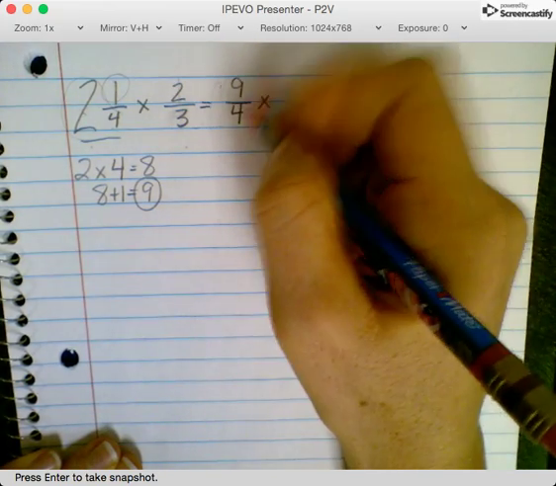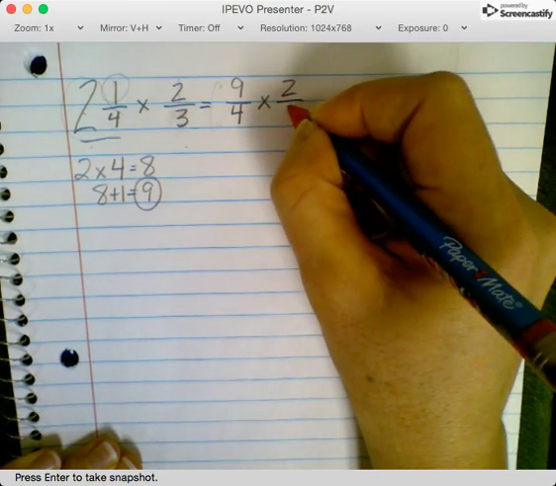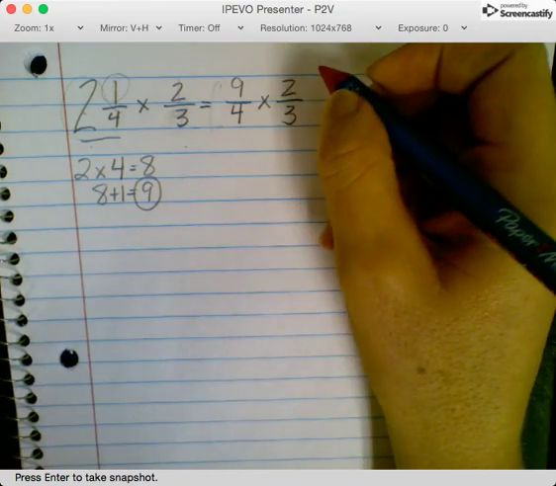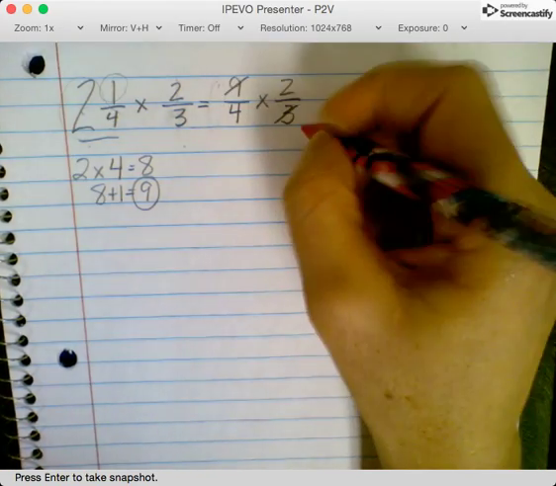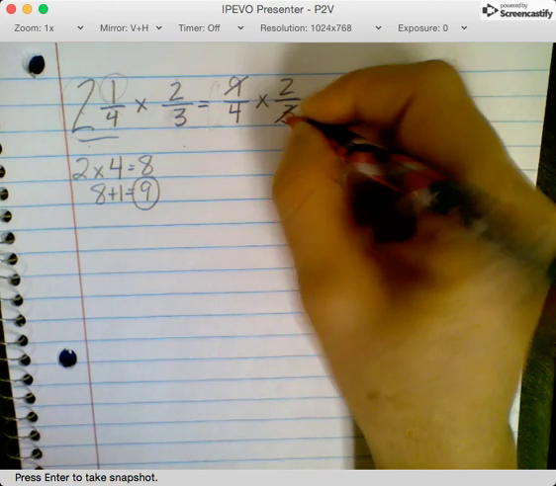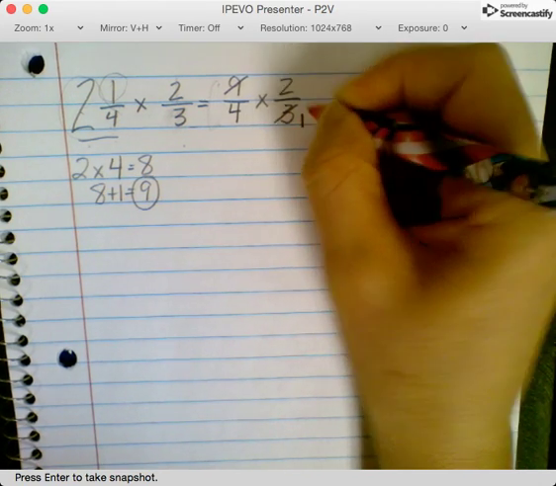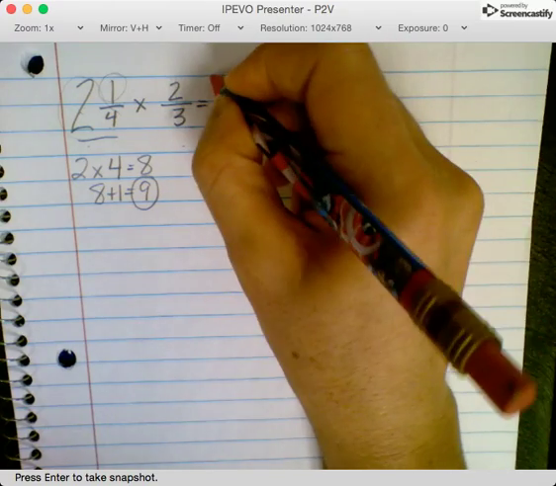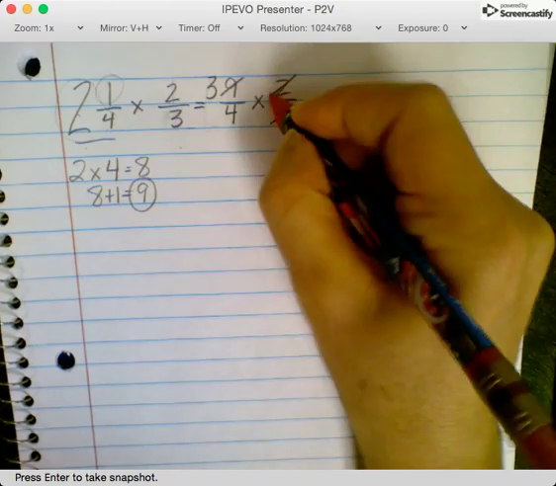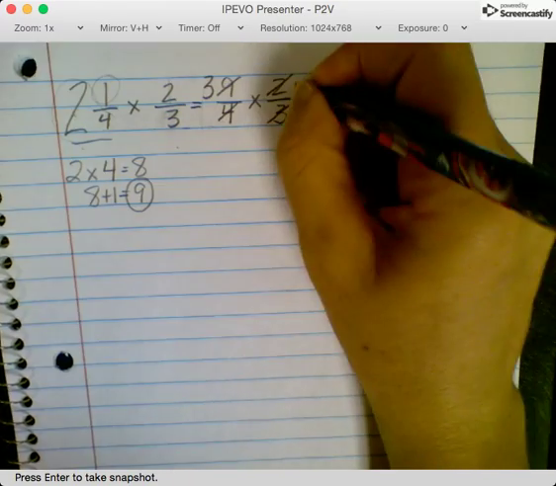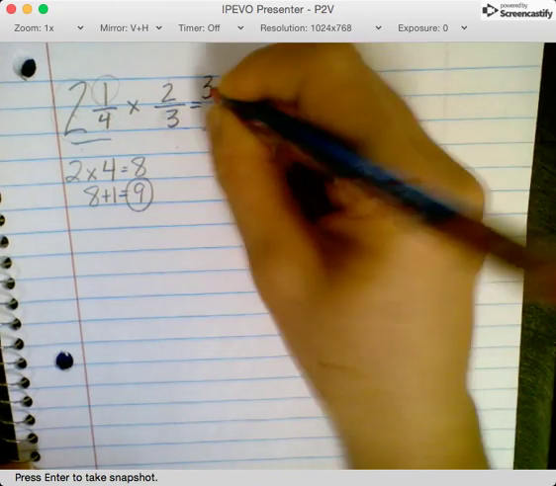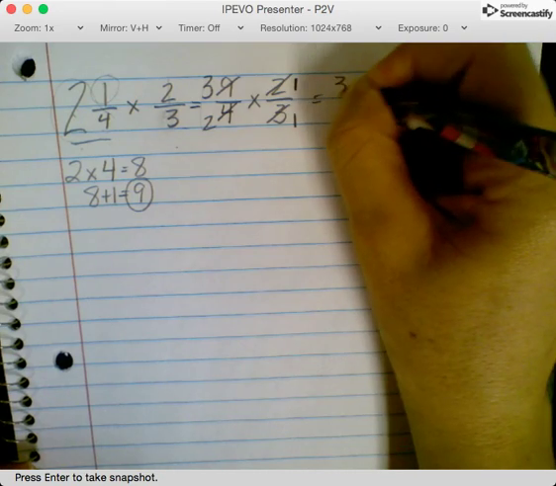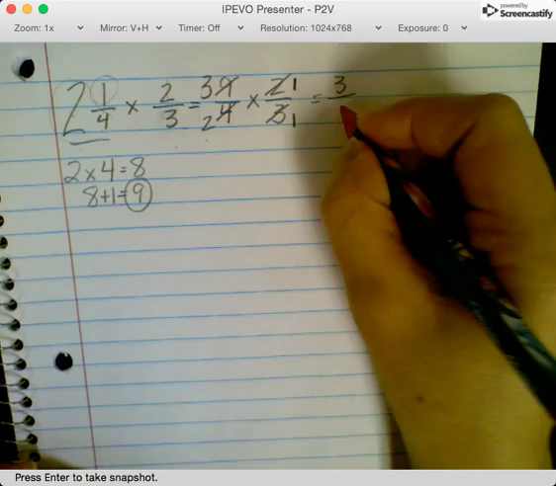And then I just multiply like I normally would, and I'm going to just do this with simplifying because it's just my preferred way. So 9 and 3 can both be divided by 3, which is 3 divided by 3 is 1. 9 divided by 3 is 3. 2 and 4 can both be divided by 2. 2 divided by 2 is 1. 4 divided by 2 is 2. 3 times 1 is 3. 2 times 1 is 2.